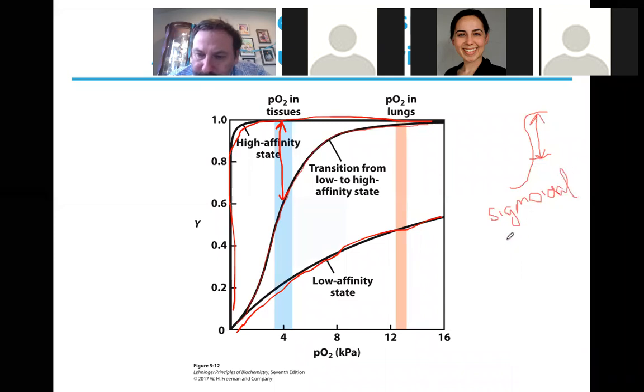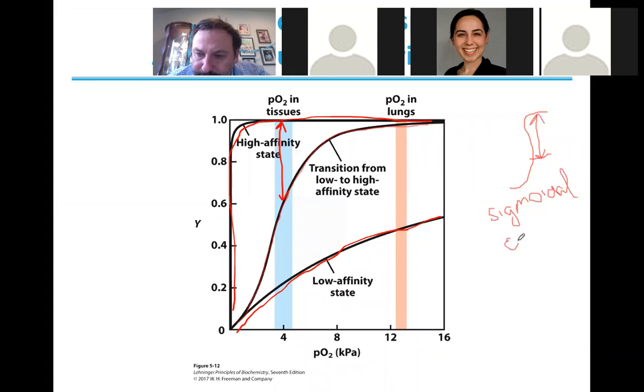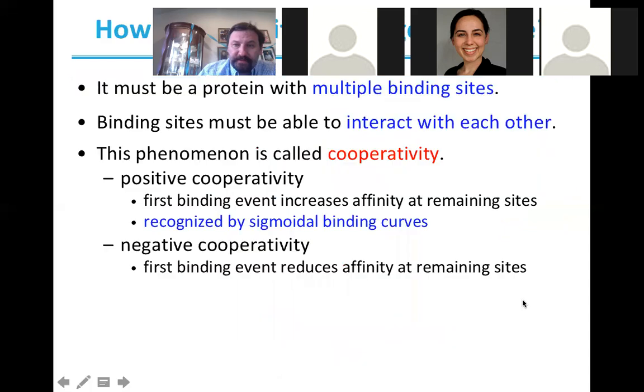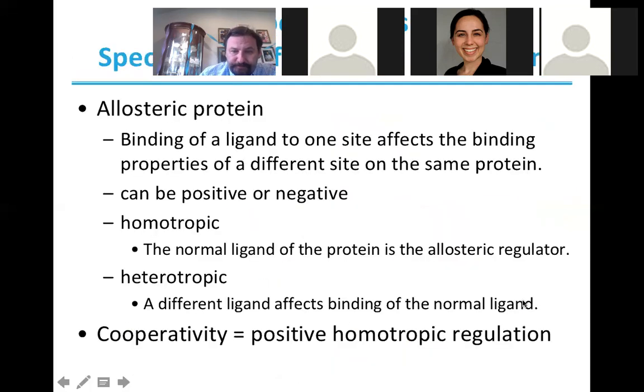Sigmoidal shape. Sorry, sigmoidal curve. Okay, does it make sense? All right, how is that accomplished? All right, let's go back.